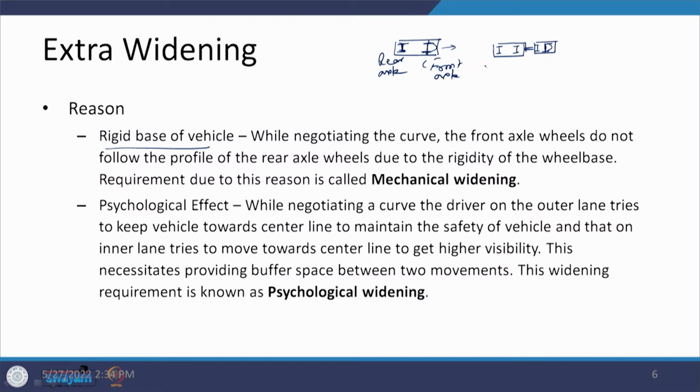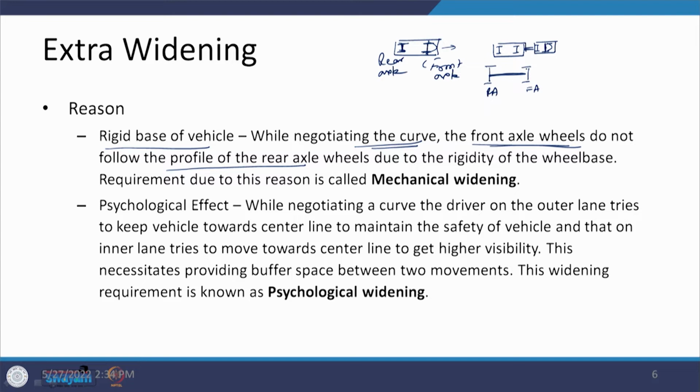Now, when we are looking at this axle system as a front axle or a rear axle, they are also being connected together by a base, and that is what we are talking about. This is a rigid wheel base which is available. So, the whole of the body is being constructed at the top of it. Now, what happens when this type of a system negotiates a curve? When it negotiates a curve, then the front axle wheel is not going to follow the profile of the rear axle wheels due to the rigidity of the wheelbase.